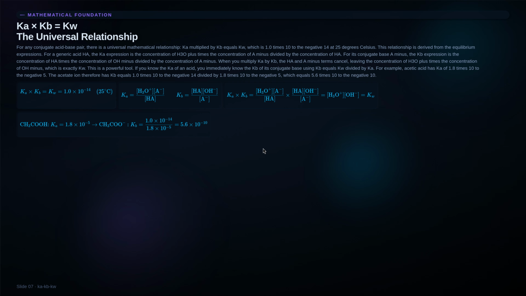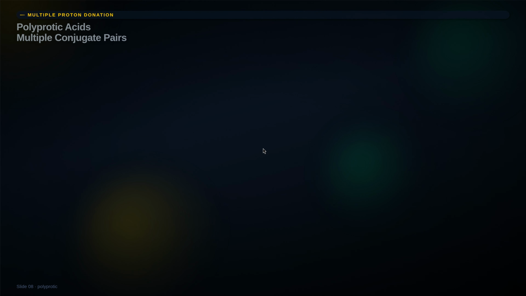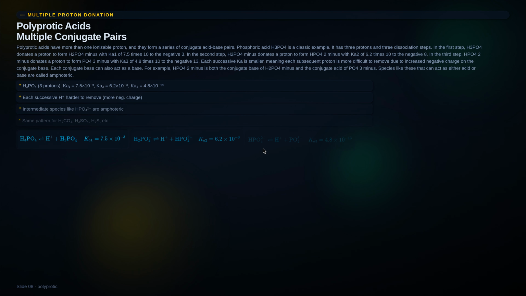Acetate ion has Kb equals 1.0 times 10 to the negative 14 divided by 1.8 times 10 to the negative 5, which equals 5.6 times 10 to the negative 10. Polyprotic acids have more than one ionizable proton and form a series of conjugate pairs. Phosphoric acid, H3PO4, is a classic example with 3 protons.